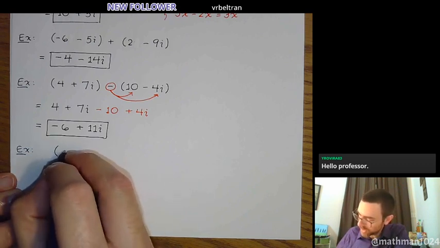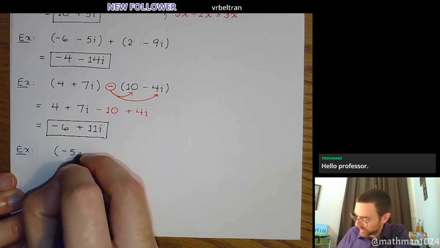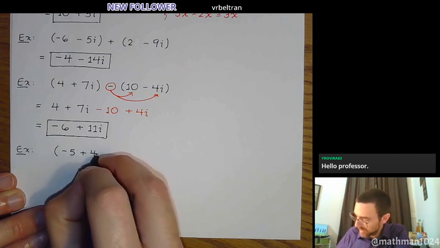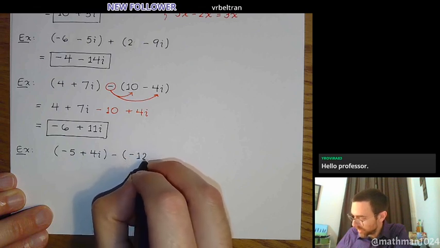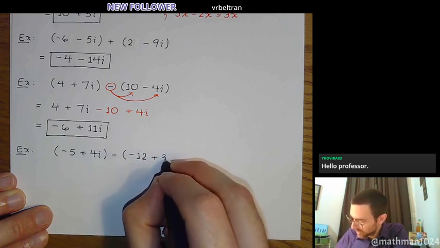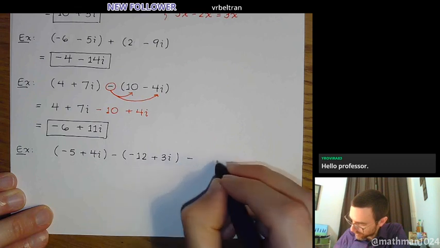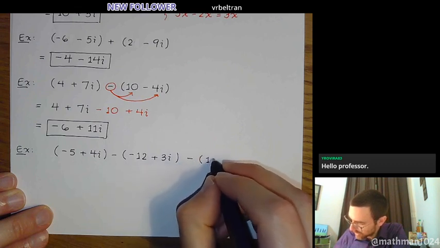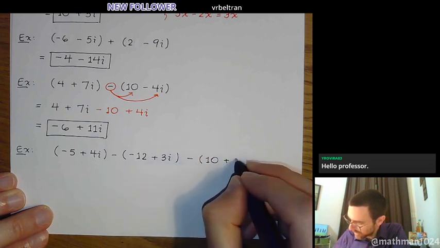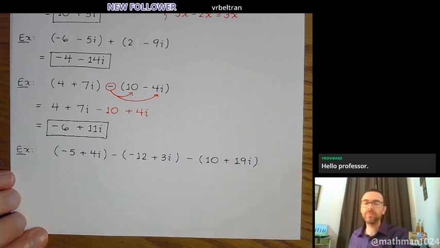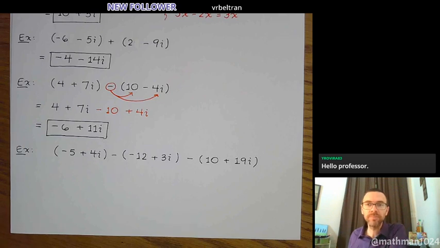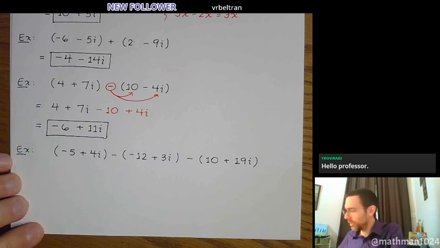Even when it seems like all hope is lost. Negative 5 plus 4i minus negative 12 plus 3i minus 10 plus 19i. Well, we've got a bunch of negatives going on here, but we're going to be okay.